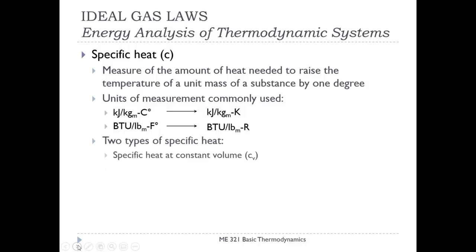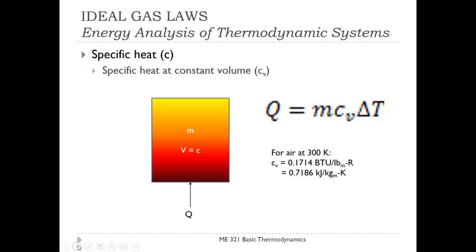In this lesson, we're going to discuss two types of specific heat. The specific heat at constant volume, which is denoted by the symbol C sub V, and the specific heat at constant pressure, which is denoted by the symbol C sub P. The specific heat at constant volume is what we use in computing for the amount of heat transferred into or out of a substance if we keep the volume of the substance constant at all times.